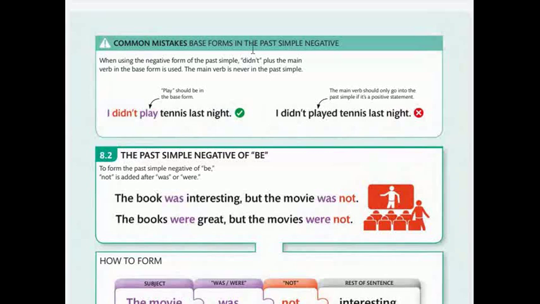Base forms in the past simple negative. We use didn't as the negative form for the past simple, and the main verb in the base form is used. The main verb is never in the past simple.